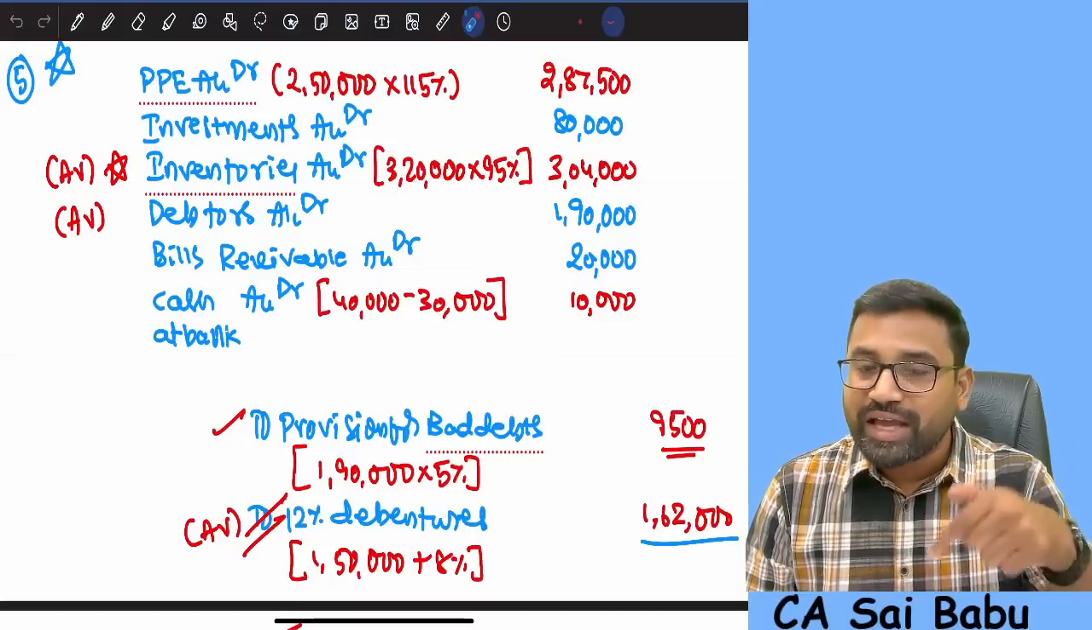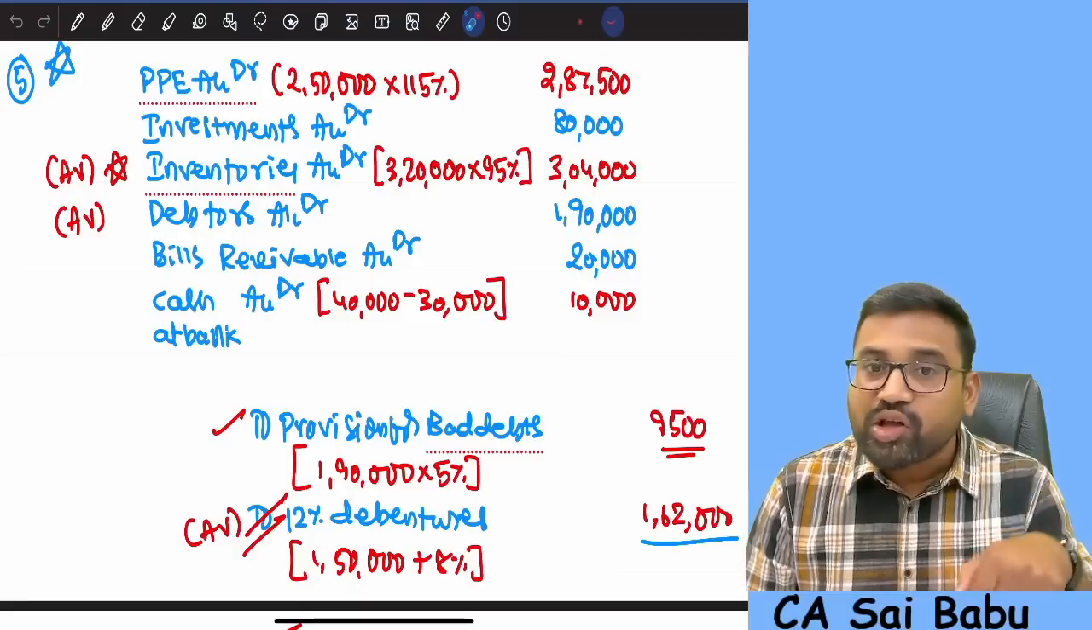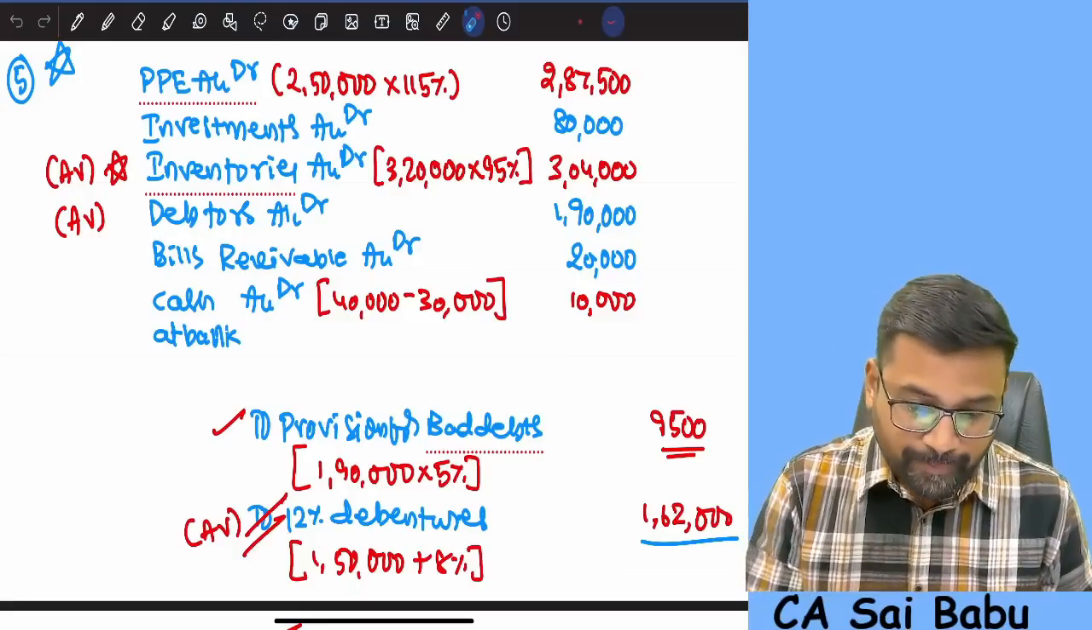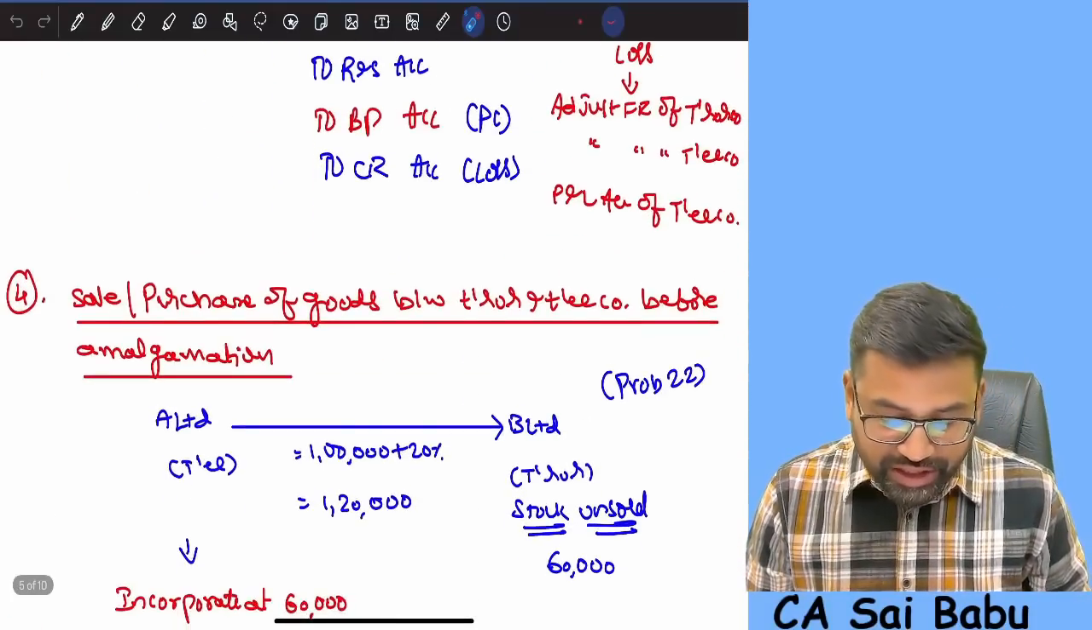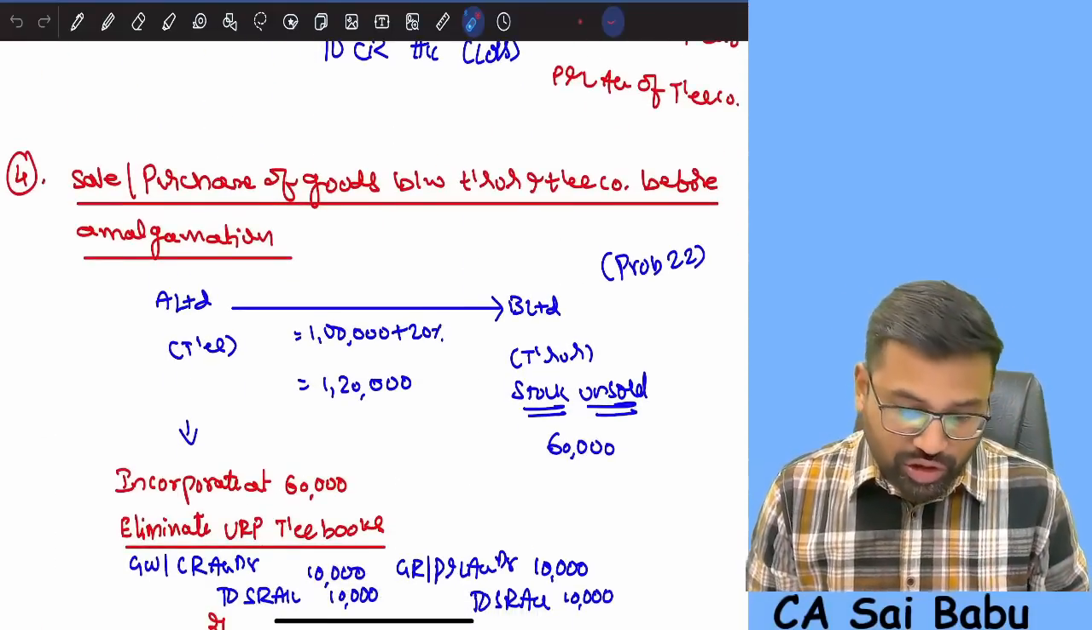Not available against free reserves of the transferee. That is also not available, so debit to the P&L account. Okay, so this is the incorporation entry and the important adjustments. Illustration 8 and 9 you have to see.